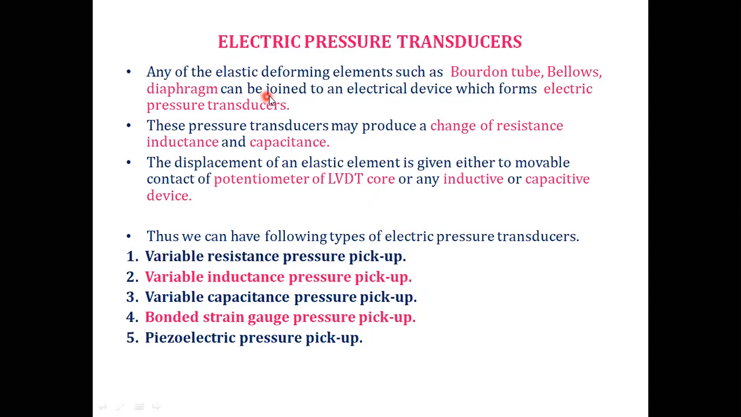Any of the elastic deforming elements such as Bourdon tube, bellows, diaphragms can be joined to an electric device which forms the electric pressure transducer.